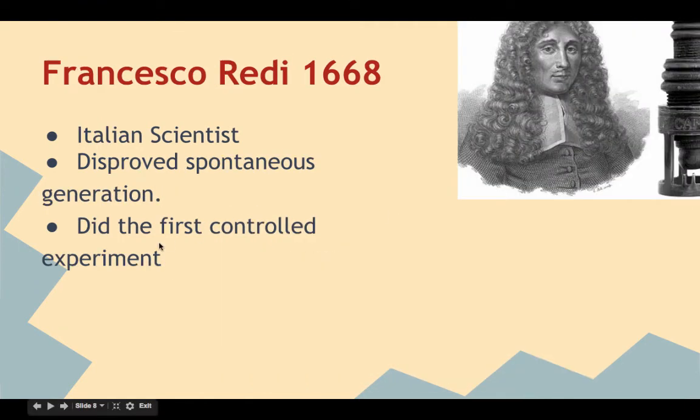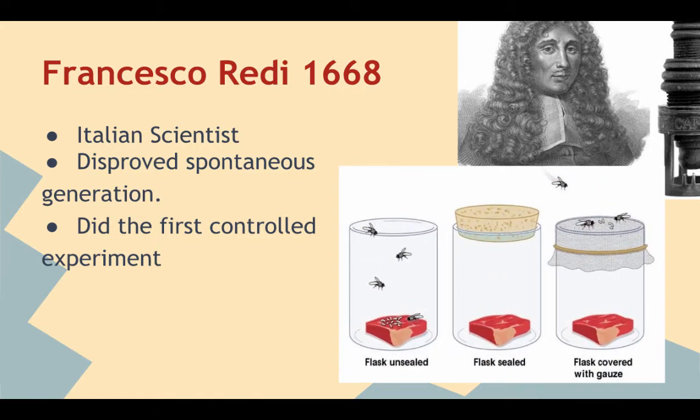Our second guy, Francesco Redi, is an Italian scientist, and his big thing was to disprove spontaneous generation. Spontaneous generation was something that was thought to occur a lot early on. It was essentially the idea that life can appear from non-life. So what Redi did was design an experiment. He was the first person to design a controlled experiment.